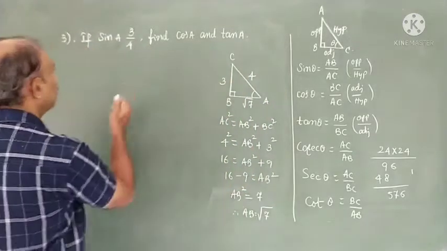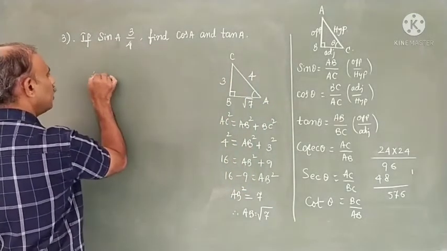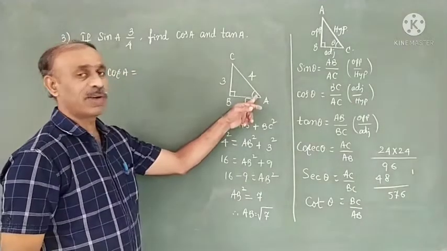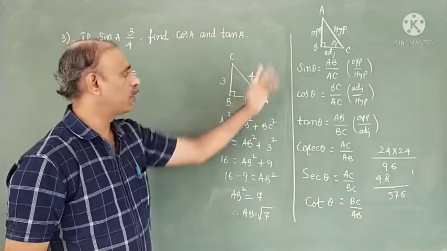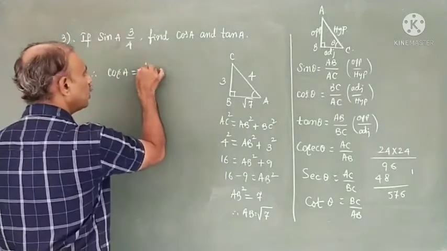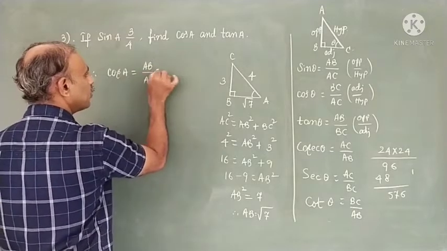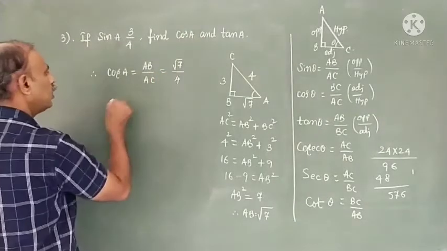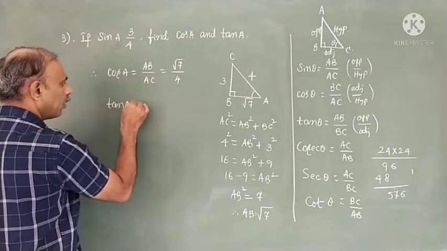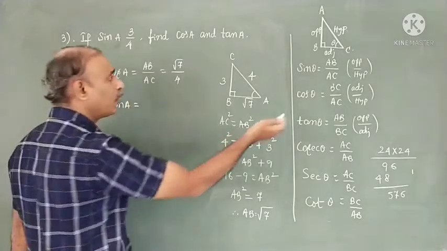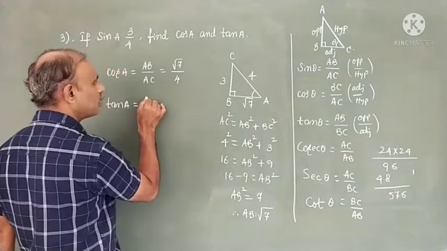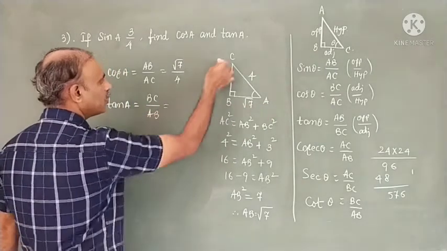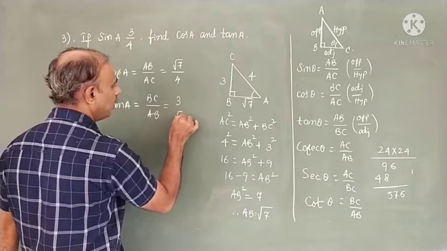Now we need to find cos A. With respect to A, what is cos? Adjacent by hypotenuse. What is adjacent? AB by AC, which is root 7 by 4. And one more we want: tan A, with respect to A itself. Tan means opposite by adjacent. What is opposite? BC, by adjacent AB. BC is 3, so tan A is 3 divided by root 7.